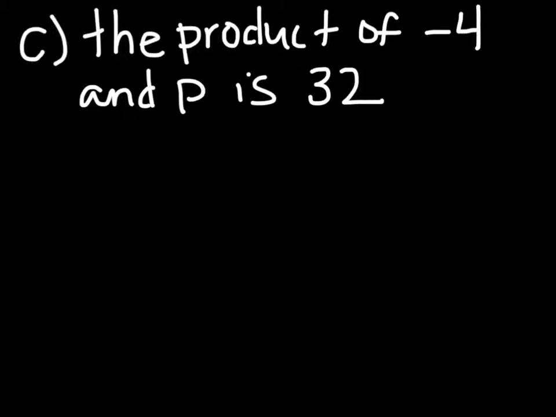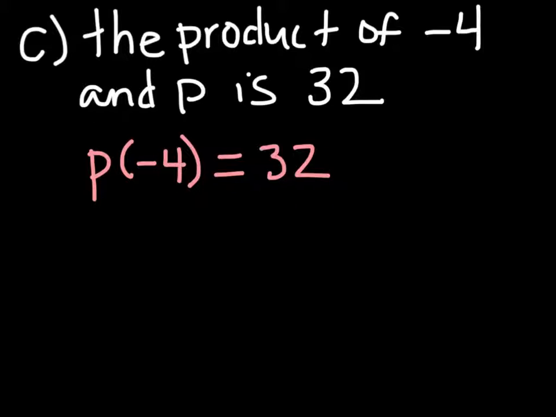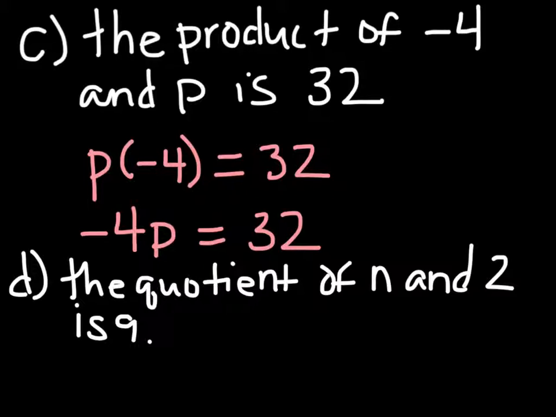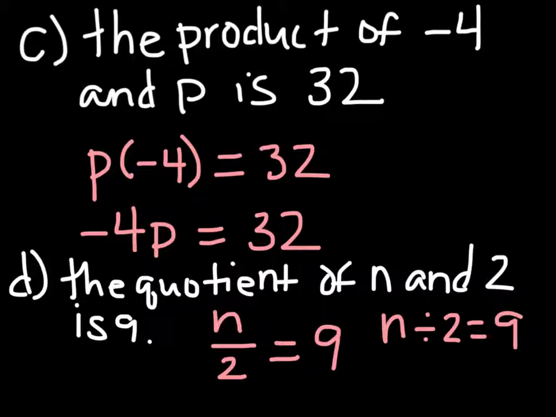Statement C says that the product of -4 and p is 32. We would write this as p times -4 equals 32. You could also write this as -4p equals 32. Same thing. And finally, statement D tells us that the quotient of n and 2 is 9. So we would rewrite this as n divided by 2 equals 9. You could also write this as n over 2 equals 9. Both are correct.